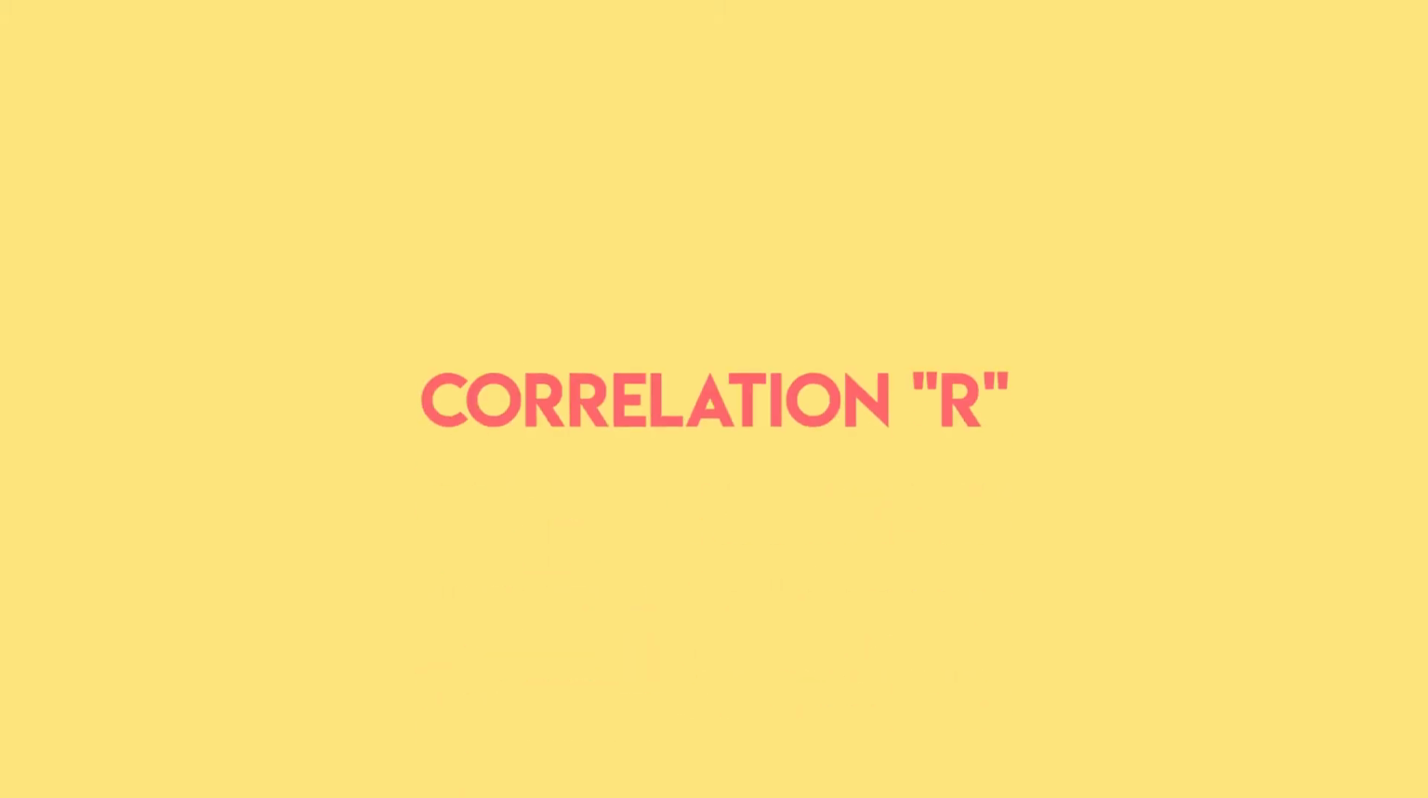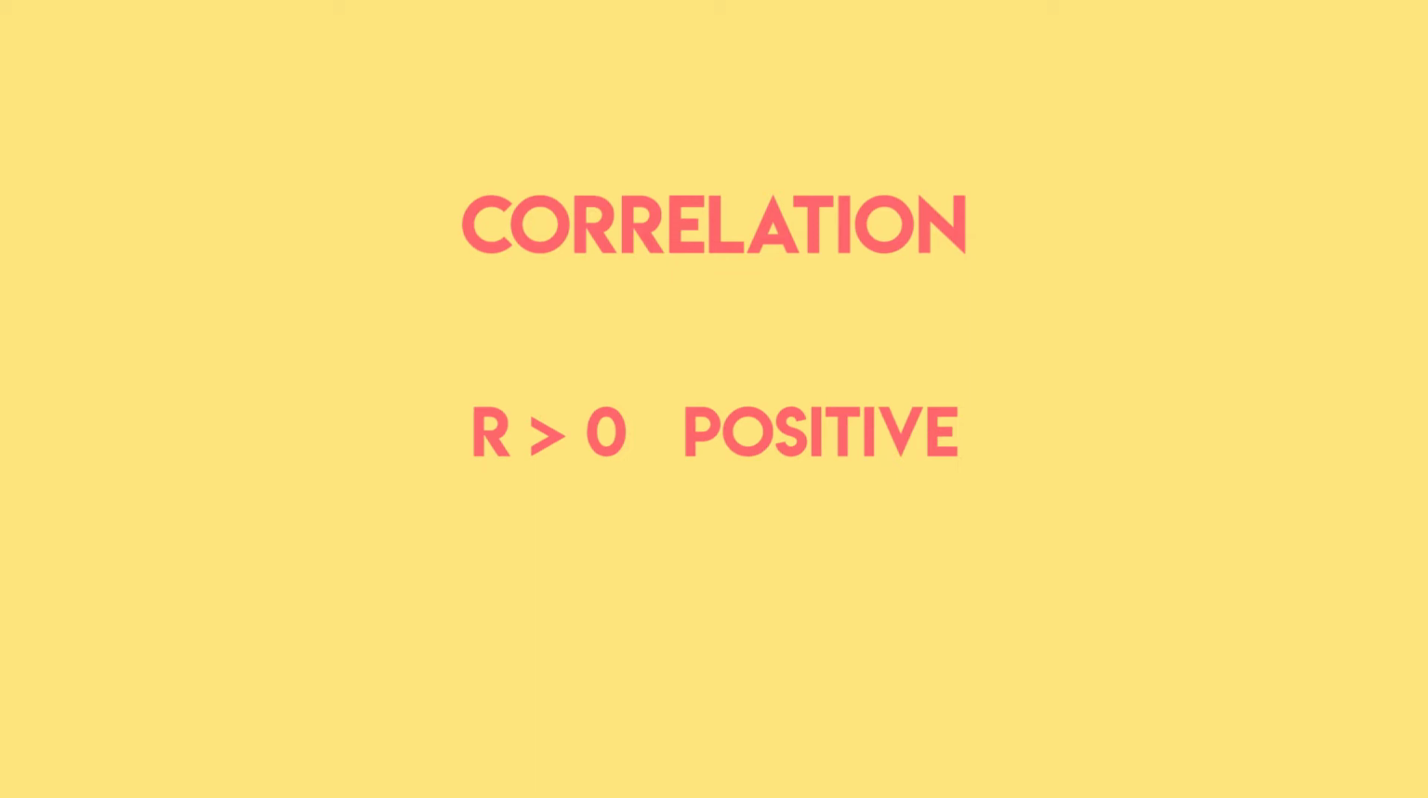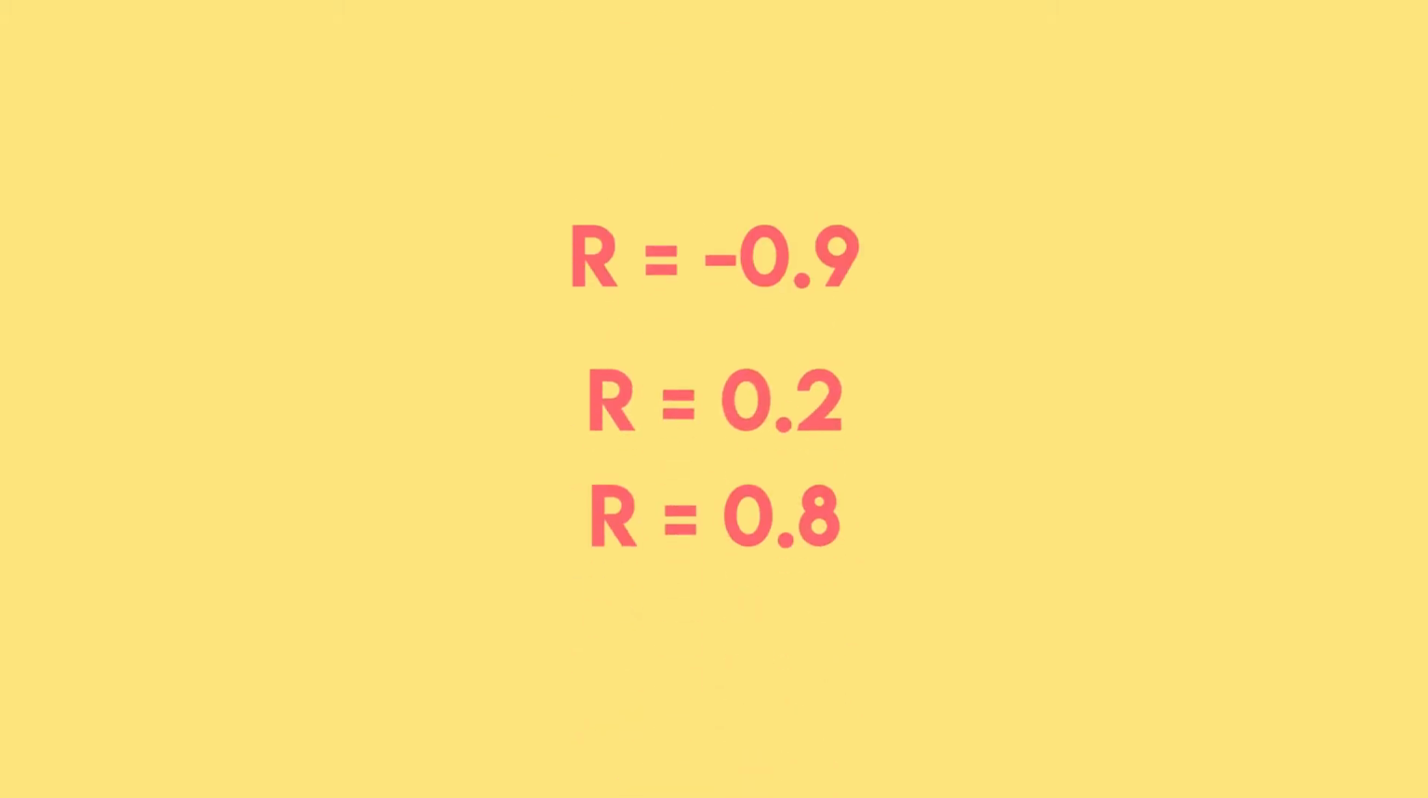If correlation R is provided, it can show strength and direction. Correlation means if R is larger than 0, then that is a positive association. If R is smaller than 0, that is a negative association. R goes from -1 to 1, and if R is equal to 1 or -1, that means there is perfect correlation. 0 means that there is no correlation. The closer the R value is to 1 or -1, the stronger the linear relationship is. For example, between -0.9, 0.2, and 0.8, -0.9 has the highest correlation.